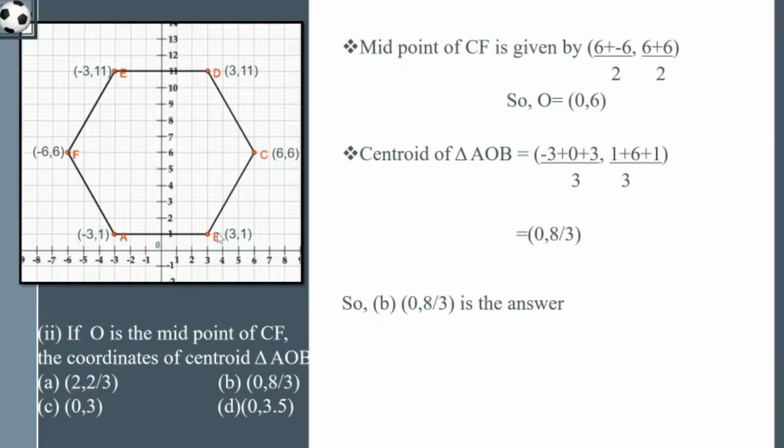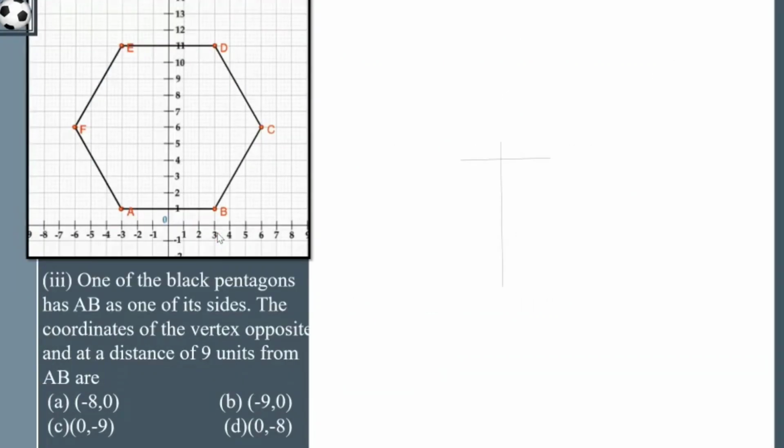Let us come to the third part now. This one part I really liked. One of the black pentagons has AB as one of its sides. The coordinates of the vertex opposite and at a distance of 9 units from AB are (-8, 0), (-9, 0), (0, -9), and (0, -8). So let us first of all visualize what exactly is asked in the question.